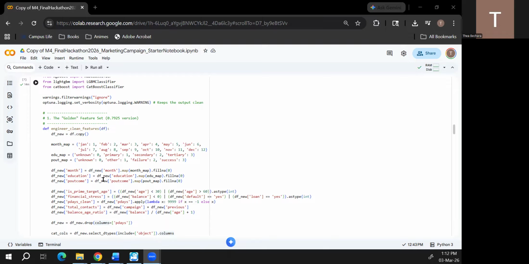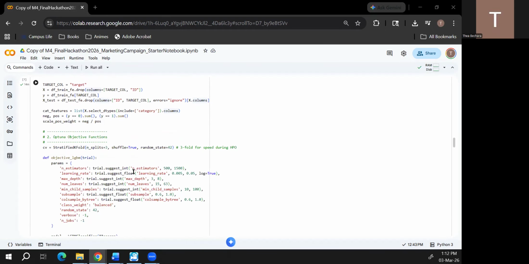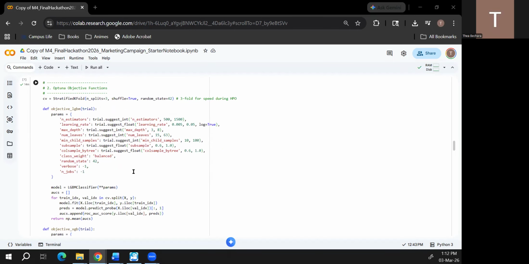I also created a financial stress indicator combining negative balances and active loans. Equally important was handling features like pdays, the number of days since the client was last contacted. I explicitly cleaned the -1 placeholder values to prevent the tree-based models from incorrectly grouping clients who were never contacted with clients who were contacted yesterday. Throughout this block, I rigorously checked for target leakage, ensuring the model had no access to future information like current campaign call durations.